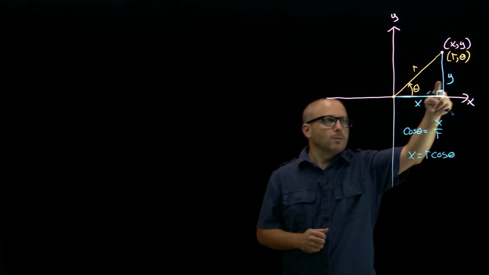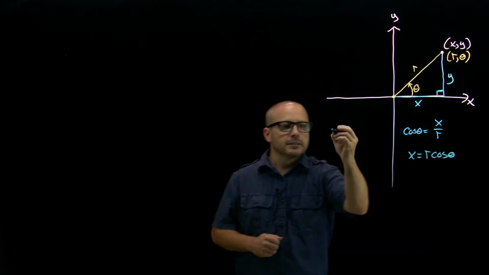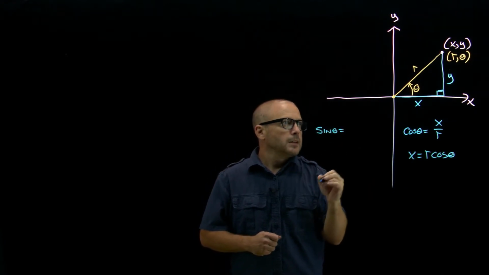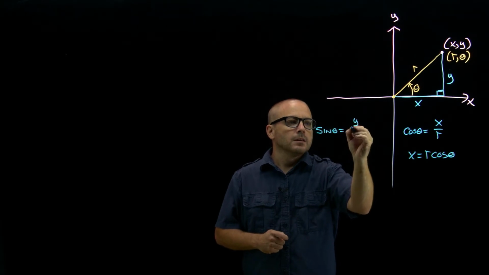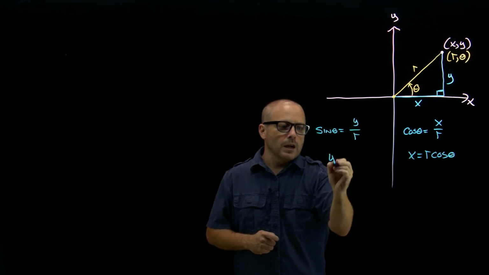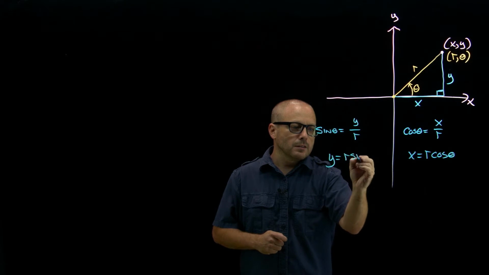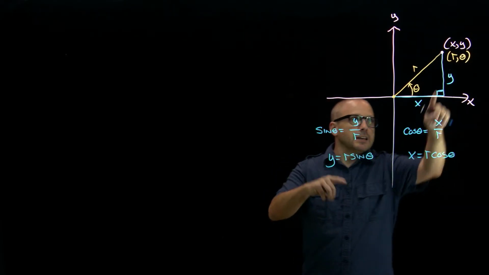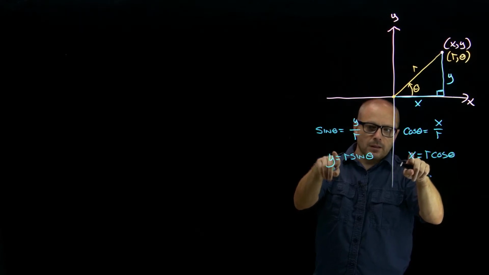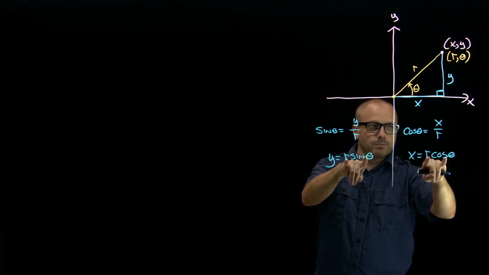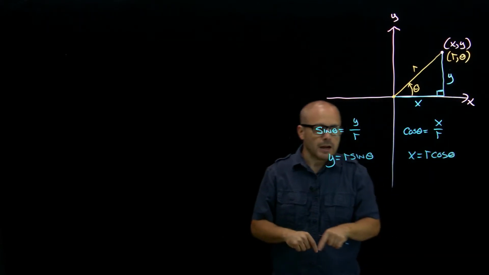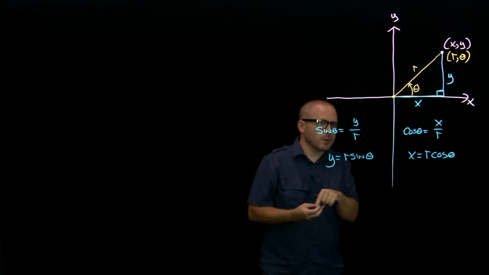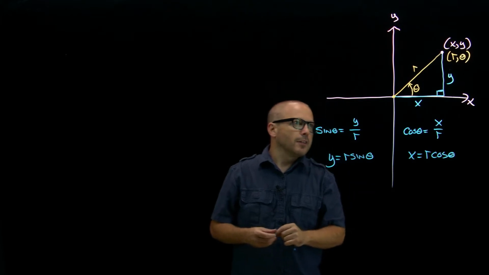Likewise, we can relate y to r and theta via sine. So sine theta is y over r, so y is r sine theta. So there's two of our conversion equations. Given any r theta pair, you can get an xy. What about the other direction? So what if we started with x and y and wanted to get r and theta?